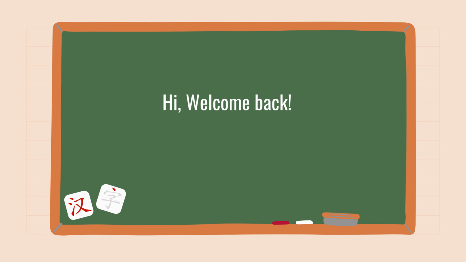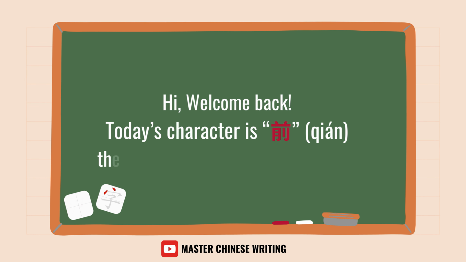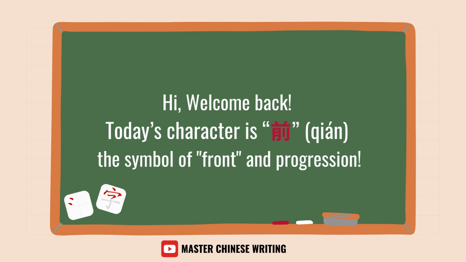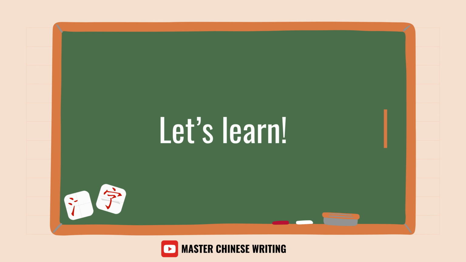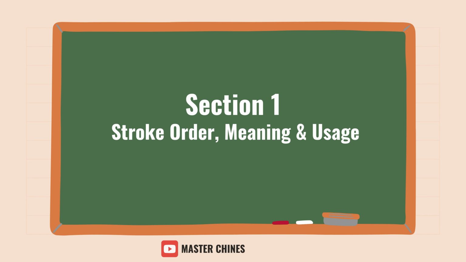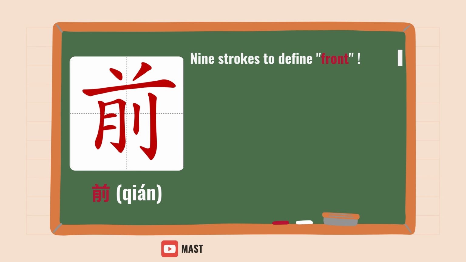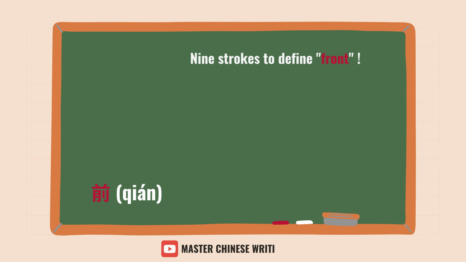Hi, welcome back. Today's character is 前, the symbol of front and progression. Let's learn. Section 1. Stroke order, meaning and usage. 前, 9 strokes to define front.